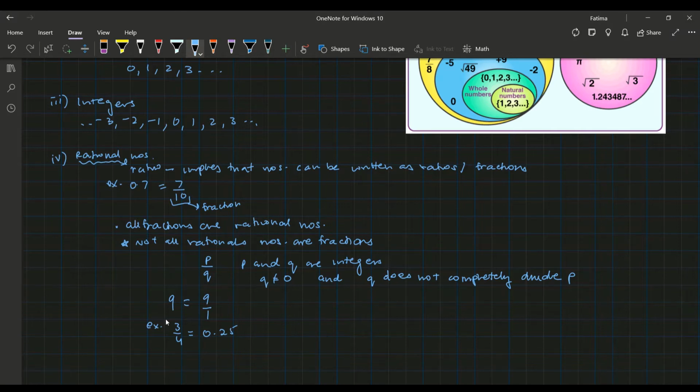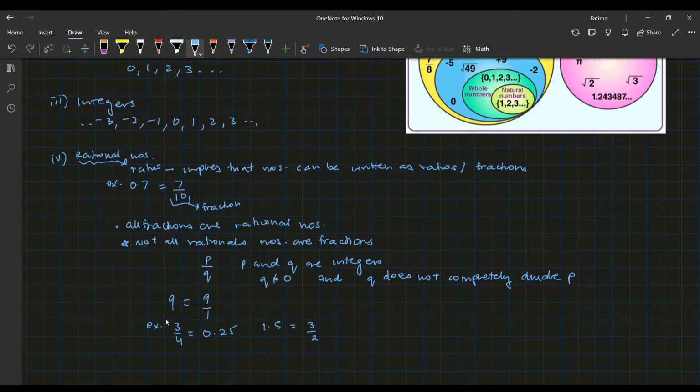Some other examples can include, for example, 1.5. 1.5 can be written as 3 by 2. That's why we can consider 1.5 to be a rational number, because it can be written in the form of a fraction. Now, we know for sure that 3 by 2 is a fraction because 2 does not completely divide 3. 2 is not equal to 0, and both 3 and 2 are integers.